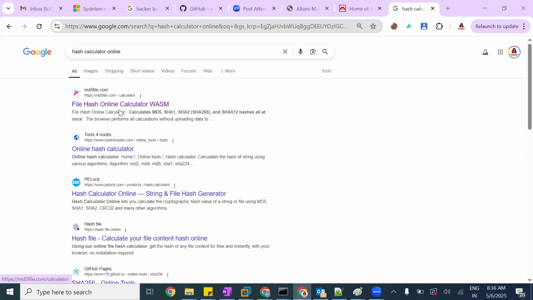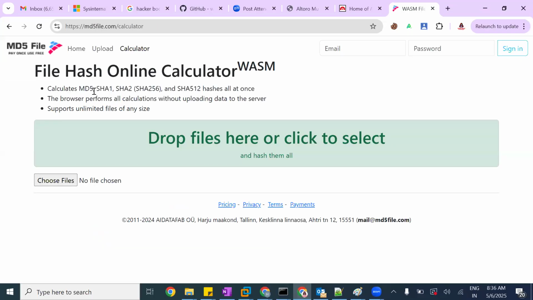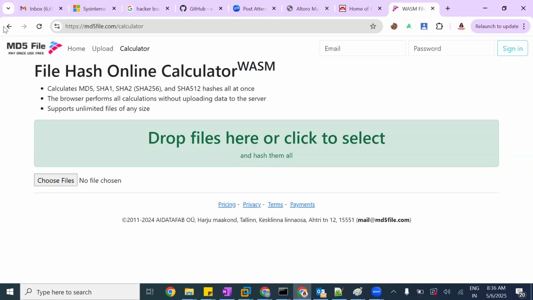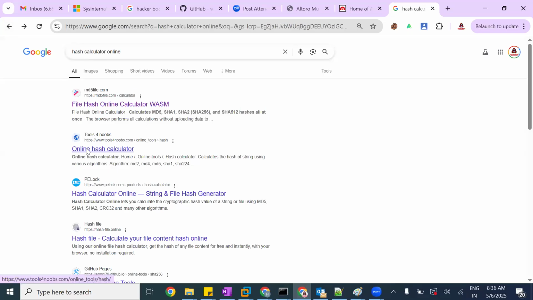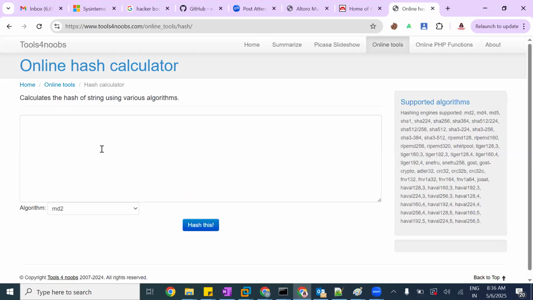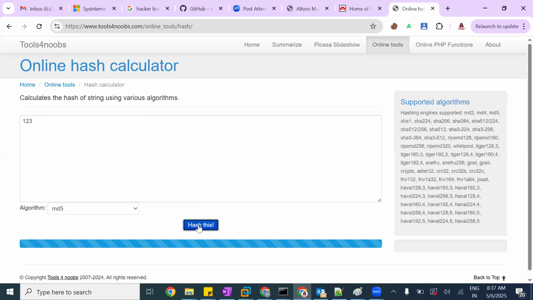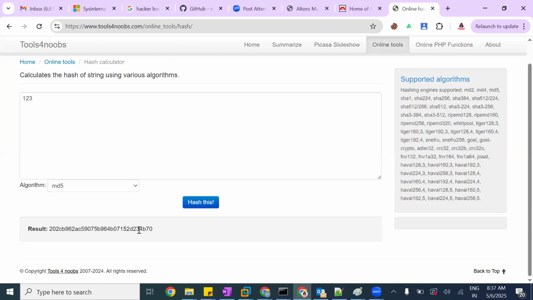Okay. How do we calculate the hash? You see here, calculate MD5, SHA-1, SHA-2, SHA-3. Drop files here or hash them all. It is asking for a file, but we can directly use the online tools. See here, 1, 2, 3. We'll try to calculate the MD5 hash, message digest hash. We got this hash, MD5.